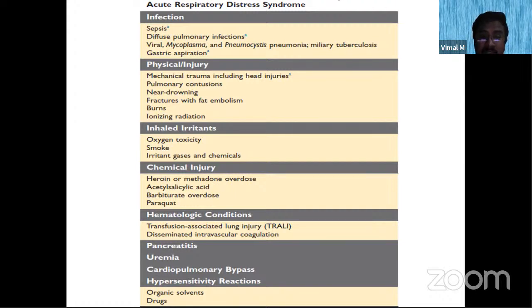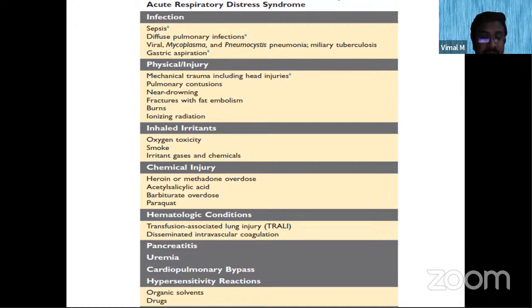And chemical injury with heroin, ASA, that is acetylsalicylic acid, barbiturate overdose, paraquat can also cause ARDS. And remember transfusion. So all these things you have to keep in mind, because in the clinical scenario, they may be giving you any one of these things, and they may give you some clinical features and try to fit those clinical features with this etiological agent. Yes, you have to think of that ARDS.